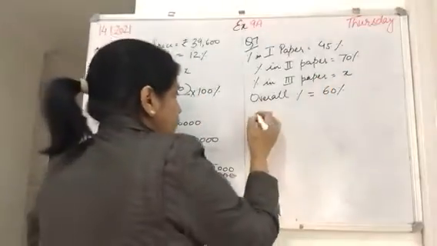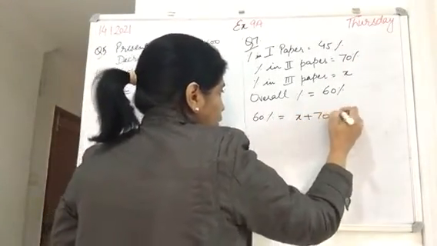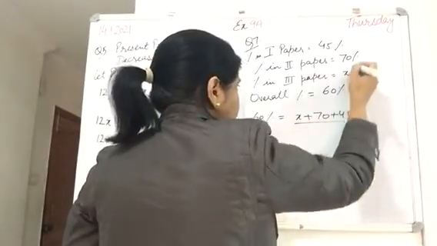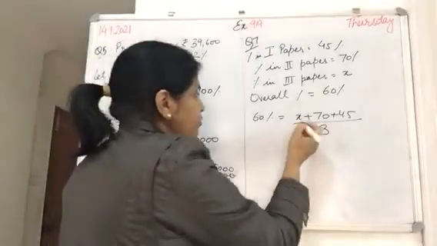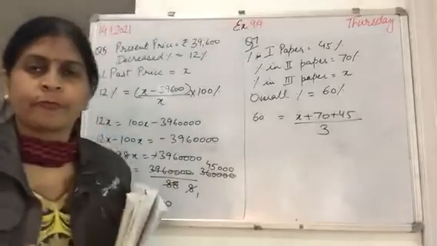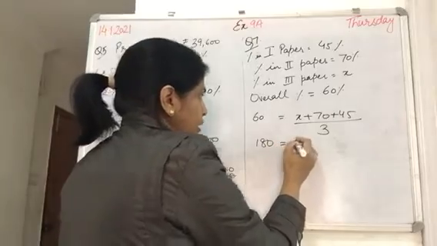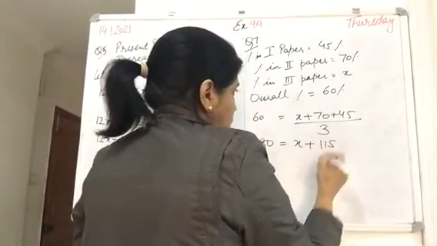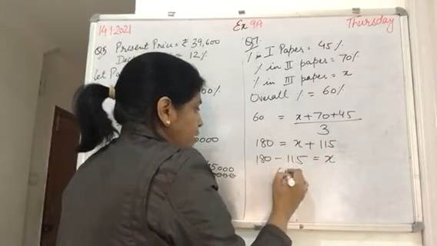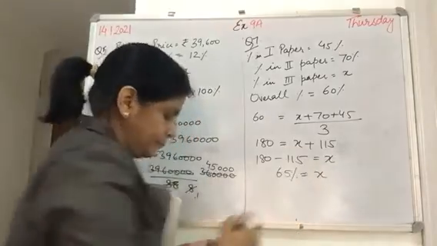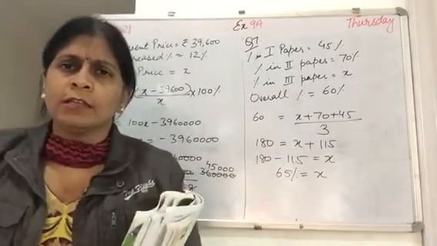Now you have learned average. How to get the average? Average equals the sum of all numbers upon how many numbers? 3. How many papers? 3. Like this. Yes, all are in percentage, so there is no need to write percent. Clear? So cross multiplication: 180 equals x plus 115. x equals 180 minus 115, that is 65%. If he scores 65%, then only will he get an overall of 60%.